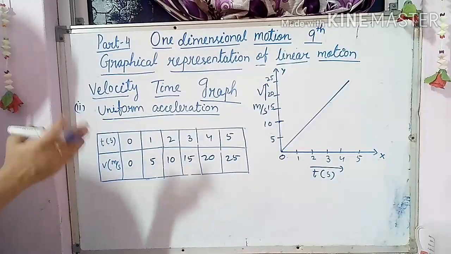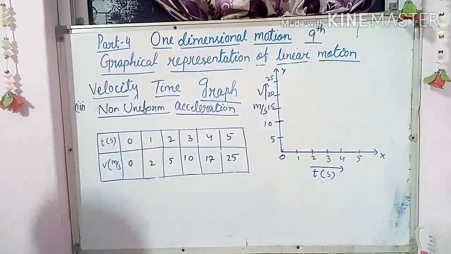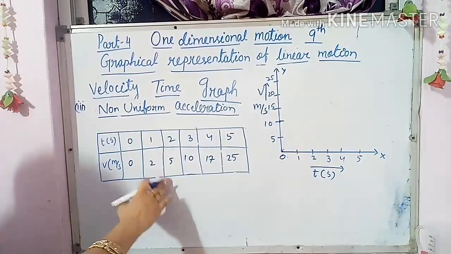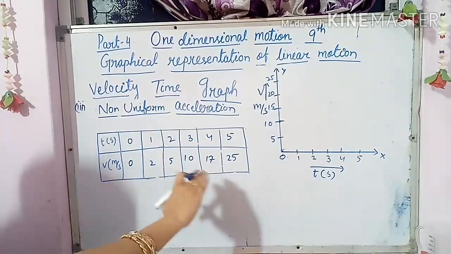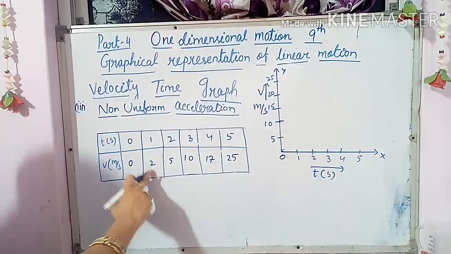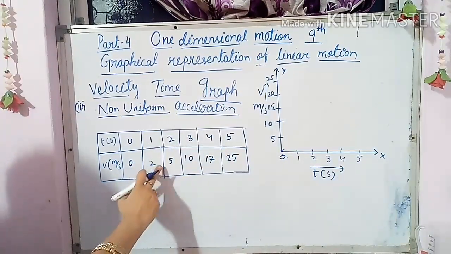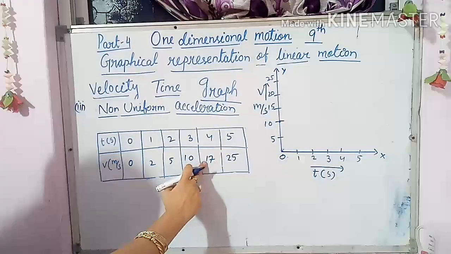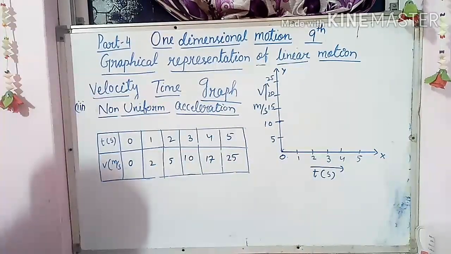Now go to the next condition. Now children, see the next condition, that is non-uniform acceleration. Already I have written the values. Non-uniform acceleration means your velocity is increasing but not in an orderly way. You see here the time intervals are the same, but here the difference is 2, here the difference is 3, here it is 5, here it is 7, here it is 8. Means velocity is increasing but the intervals are not the same.